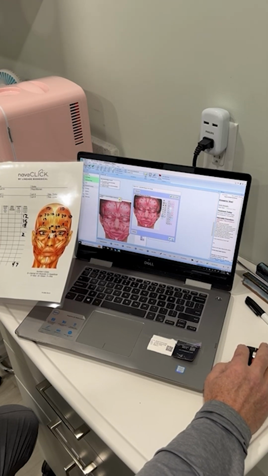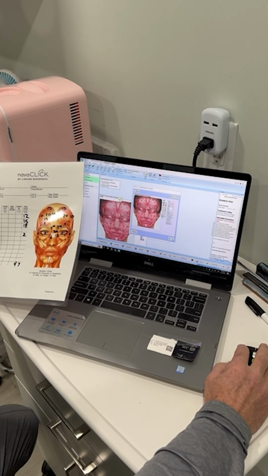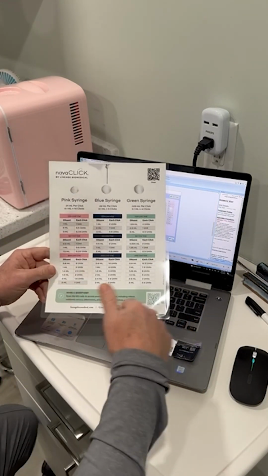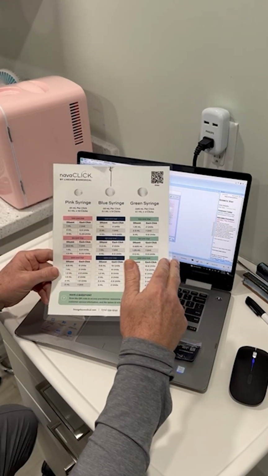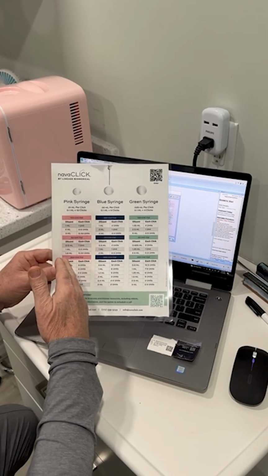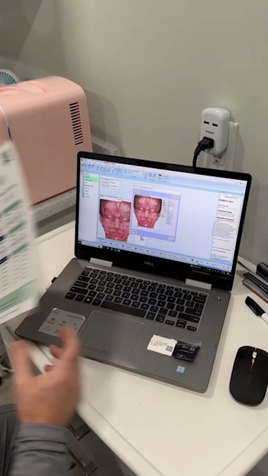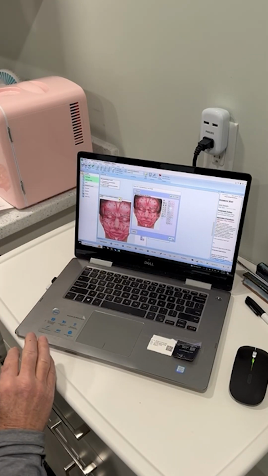I hope that helps. I cannot encourage you enough to use this system. Remember that our 3 different syringes are available. Pink is not quite available yet, but it will be. The 2.5 and the 2 are available already, that you can get 1 unit per click.